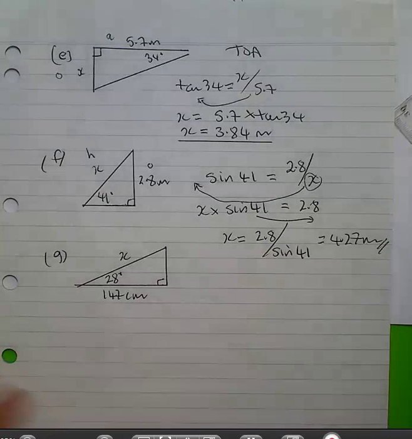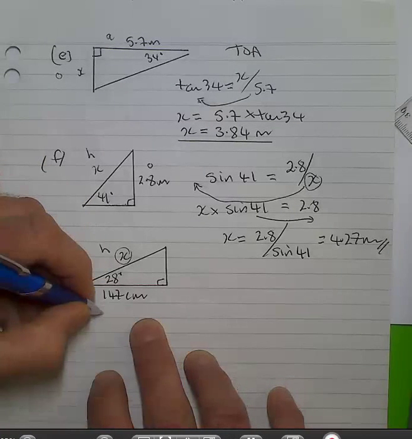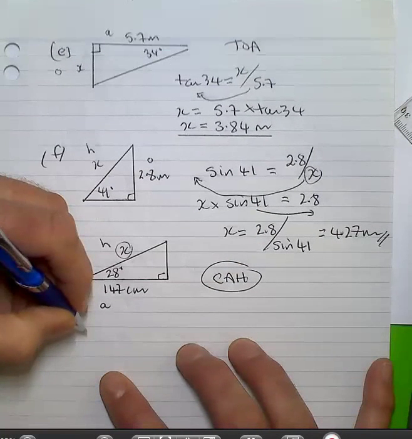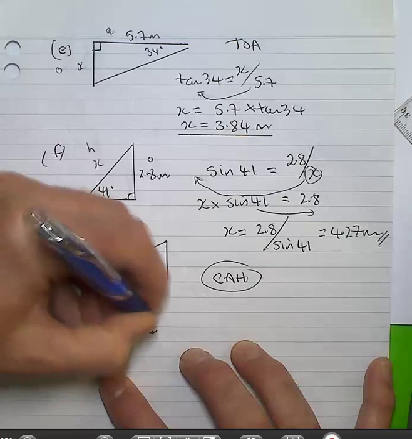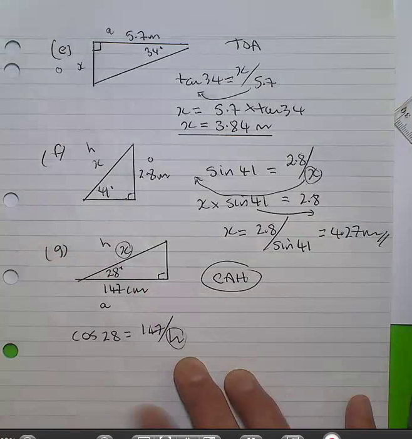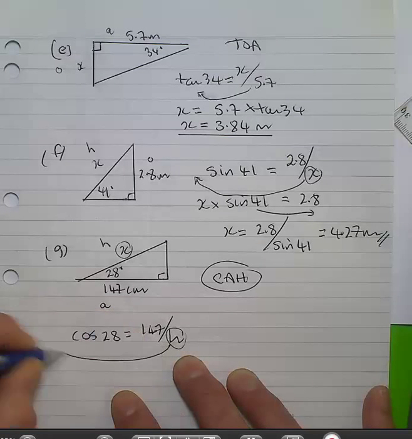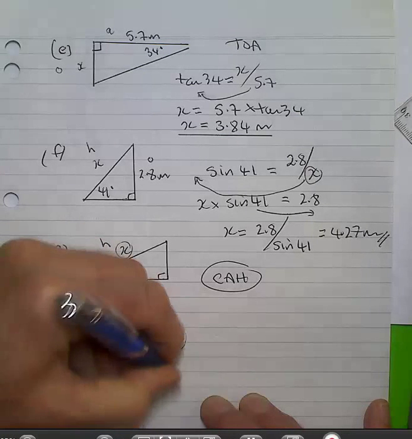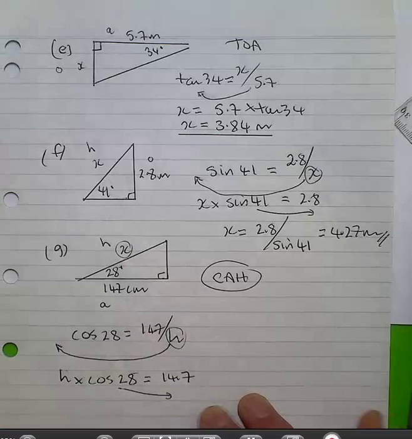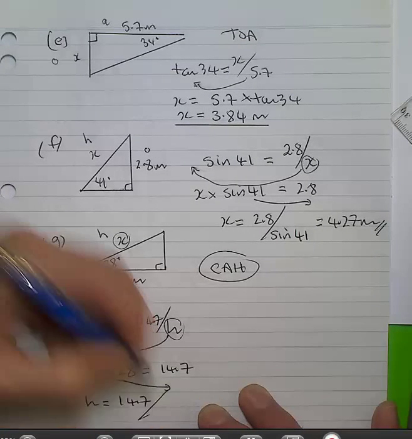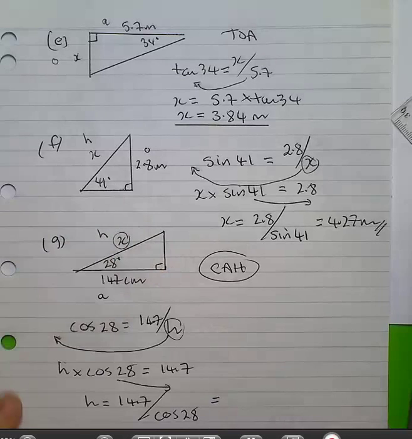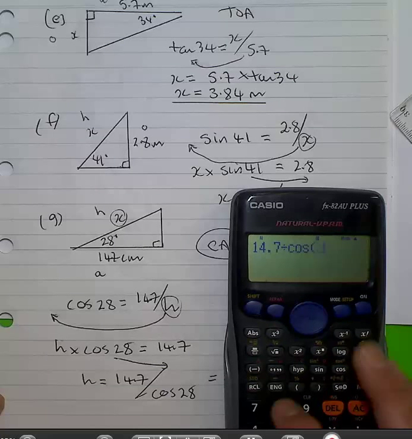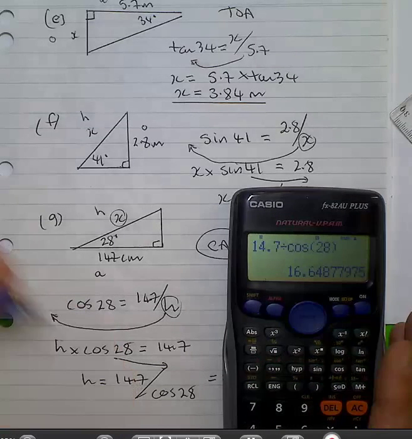In G, once again, we're working with the hypotenuse. In this case, though, the adjacent. So I'm dealing with CAH, or the cos ratio. Once again, the unknown side length is on the bottom, or the denominator, I should say. So I'm going to multiply that through. Opposite division is multiplication. And then divide by the cos of 28. So on the calculator, that will give me 16.65 centimetres.